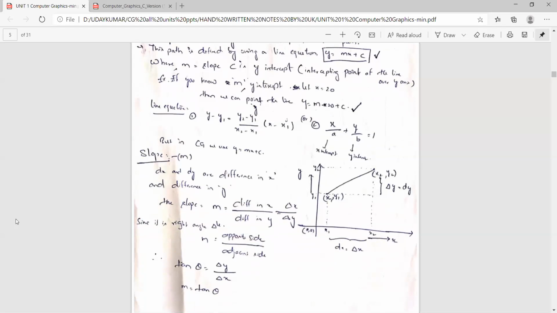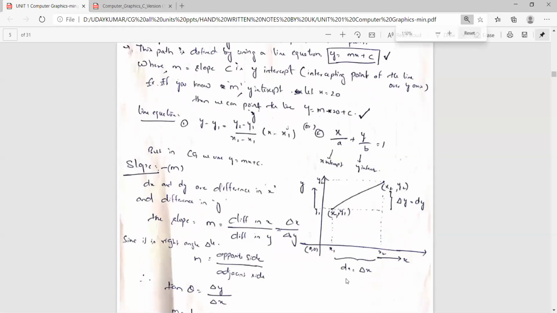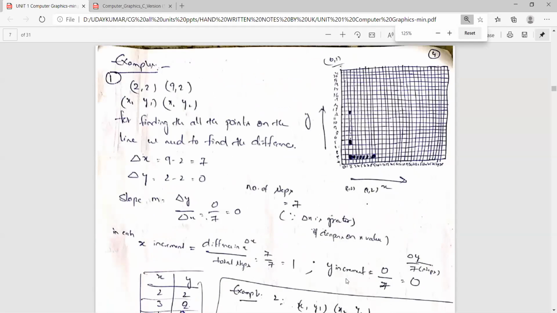So let us see that figure at the left side. I can zoom it. So I will zoom it. Wait one minute. Are you getting it?